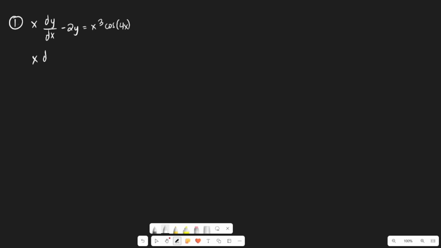Let's first try to put everything on the left side of the equation. So let's subtract from both sides the x cubed cosine 4x, in order to transpose the x cubed cosine 4x. So what we're going to have here is negative x cubed cosine 4x is equal to 0.